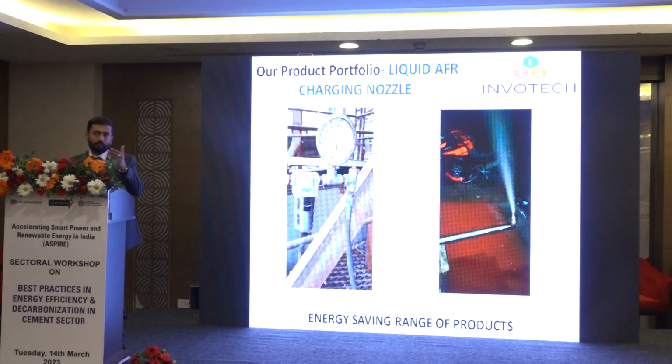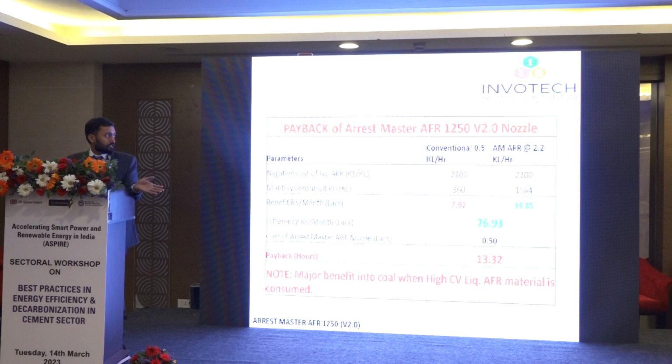300 mm inside the refractory. This is the simple payback we have calculated. For example, if we have an AFR which has some negative cost, and by conventional practice we are able to fire 0.5 kL per hour, and we have nozzles up to 5 kL per hour, but we have considered calculating only up to 2.2 kL, we get the payback within 13 hours only. We get a benefit of negative 26.93 lakhs.